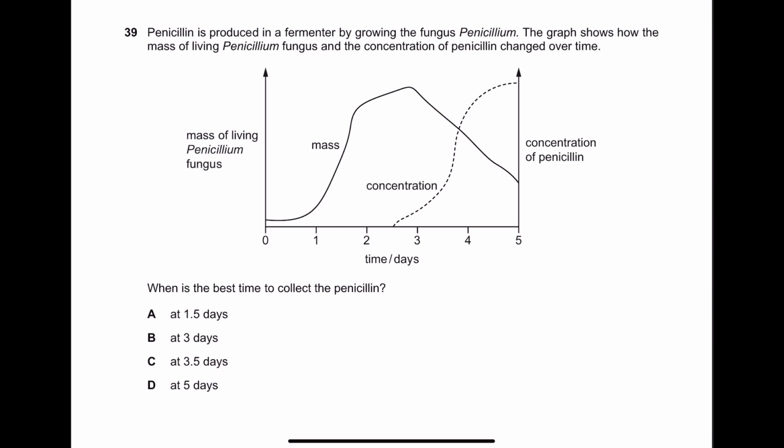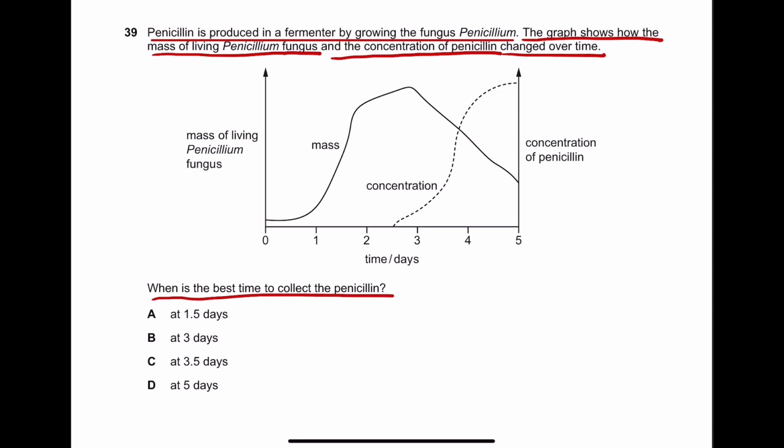Number 39. Penicillin is produced in a fermenter by growing the fungus Penicillium. The graph shows how the mass of living Penicillium fungus and the concentration of penicillin changed over time. When is the best time to collect the penicillin?